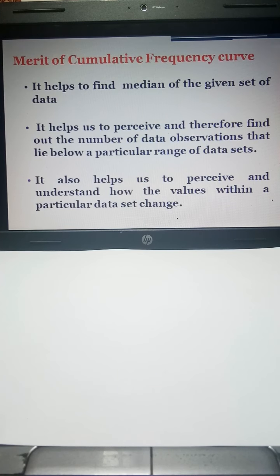Then next, what are the merits of the cumulative frequency curve? It helps to find the median. Out of the given values, we can easily find the median value. Then it helps us understand, out of the number of data observations, how many lie below a particular value in the data set. And it helps us understand how the values within a particular data set change. So these are the various merits of the cumulative frequency curve.